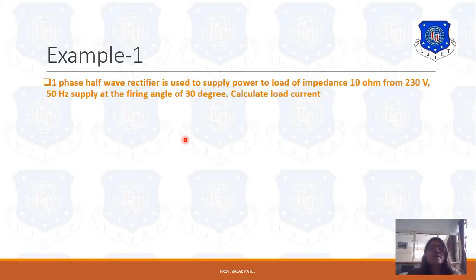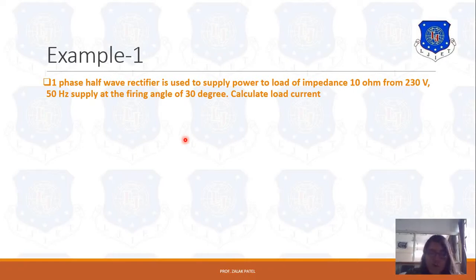Now let's consider one example related to this half wave controlled rectifier. Consider the problem statement: if a single phase half wave rectifier is used to supply power to a load of impedance 10 ohm from a 230 volt, 50 hertz supply at a firing angle of 30 degree, then calculate the load current.